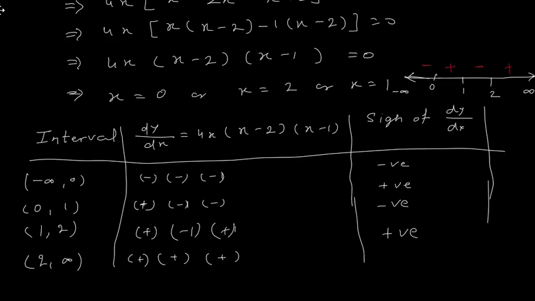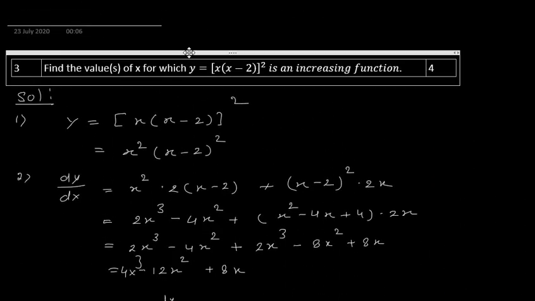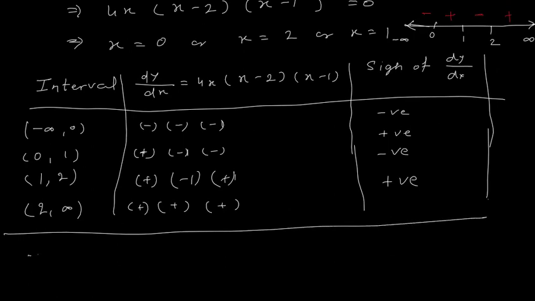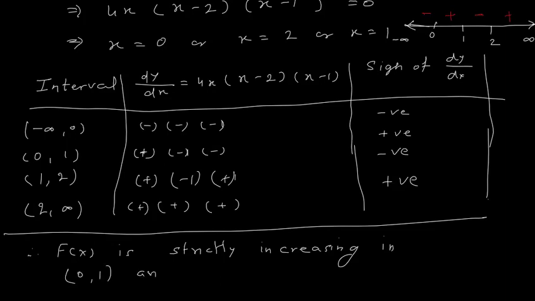So the problem is in which the function is increasing. From this chart I can say that f(x) is strictly increasing. Therefore f(x) is strictly increasing in two open intervals: one is (0, 1) and the second is (2, infinity). Okay, this is for strictly increasing.